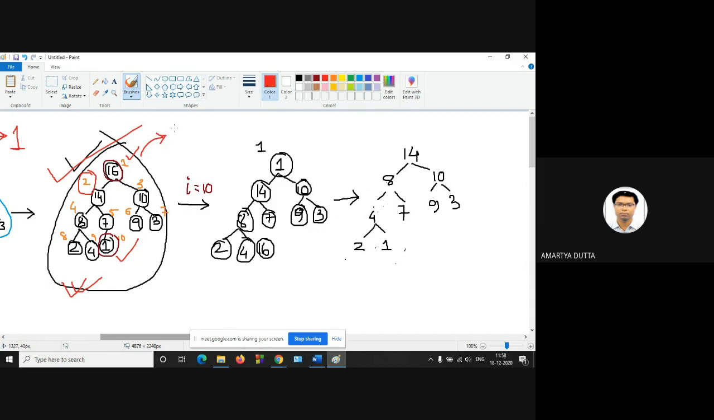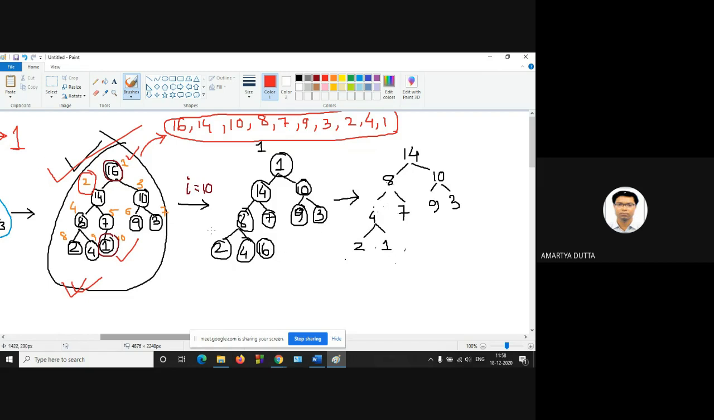If we write the array, then it looks like 16, as it is a complete binary tree, 16, 14, 10, then 8, 7, 9, 3, and then 2, 4, 1. Is it a sorted array? It is not a sorted array. So you have to sort the array using heap sort.